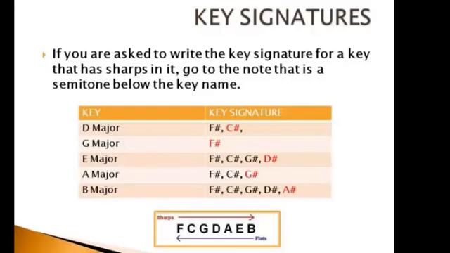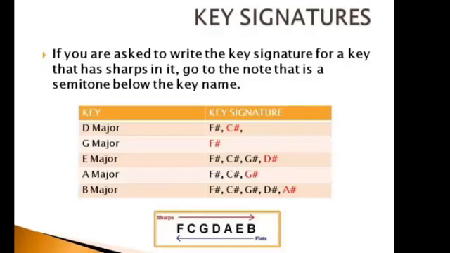You're going to do the opposite if you're asked to write the key signature for a key that has sharps in it. You're just going to go down a semitone, and that's going to be your last sharp. So in the key of D major, if you go down a semitone from D is C sharp. D major's key signature would be F sharp and C sharp for Father Charles. G major, you would go down a semitone to F sharp, and that would be F sharp for Father.